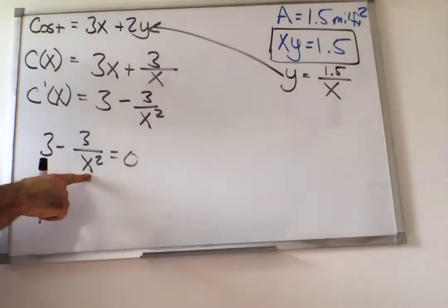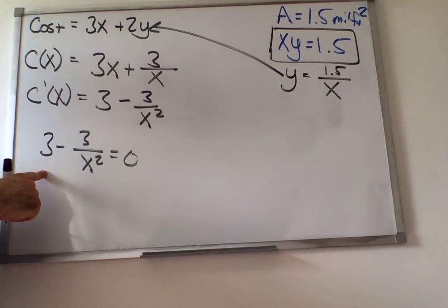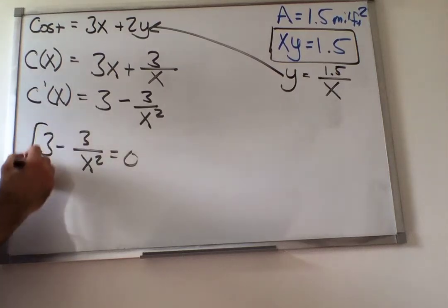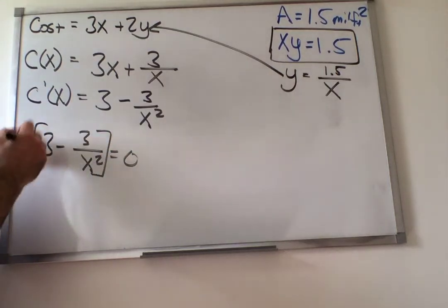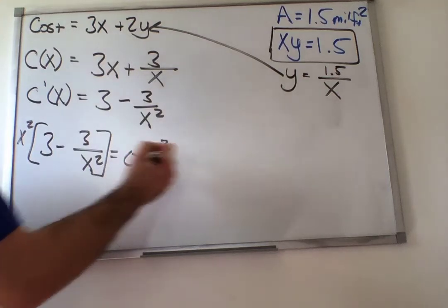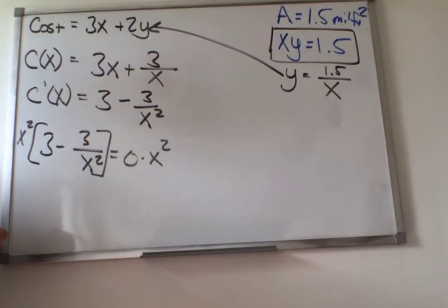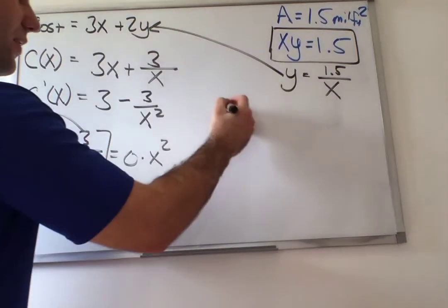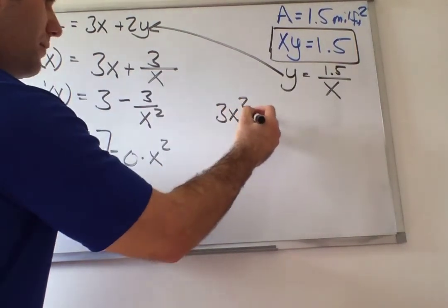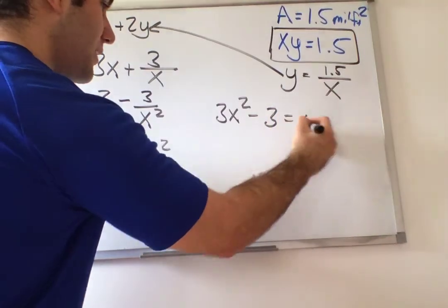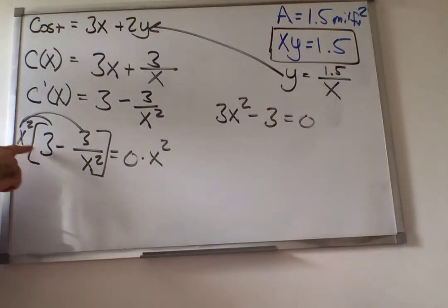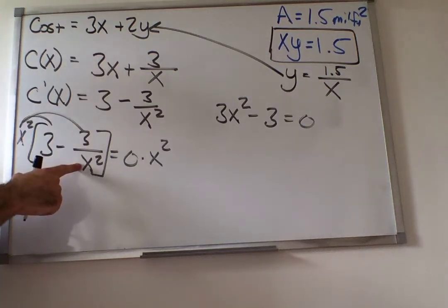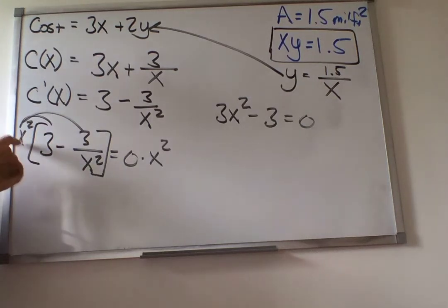Well, since this only has one denominator, there's no denominator over here, what I can do is multiply both sides by x squared, and then distribute this. You get 3x squared minus 3 is equal to 0. 3 paired with the x squared. And then when I distribute this x squared to this piece, the x squared down here and the x squared cancel, just leaving a 3.